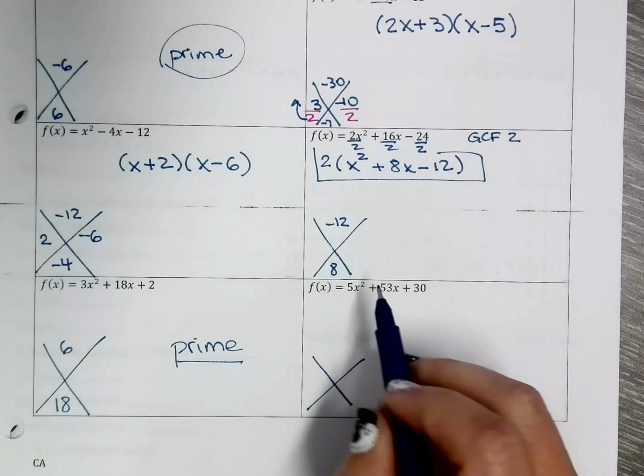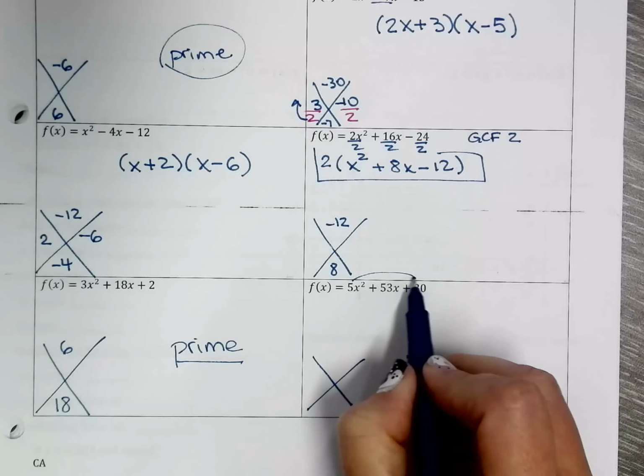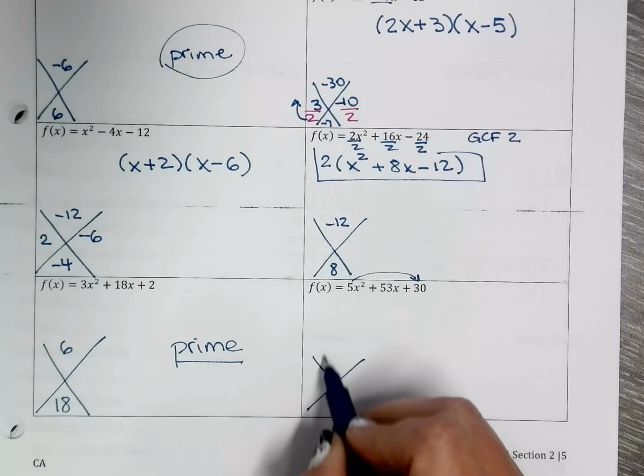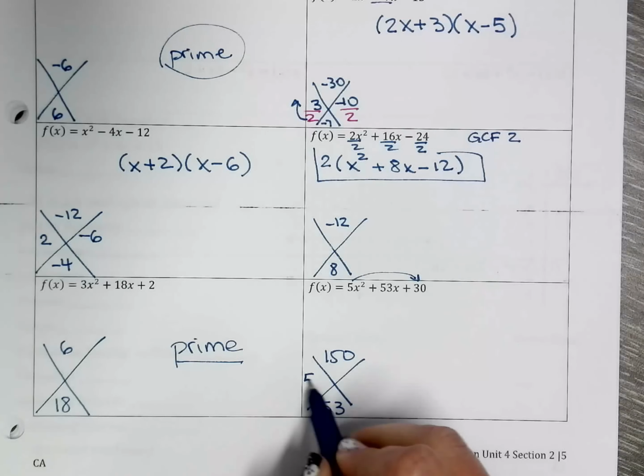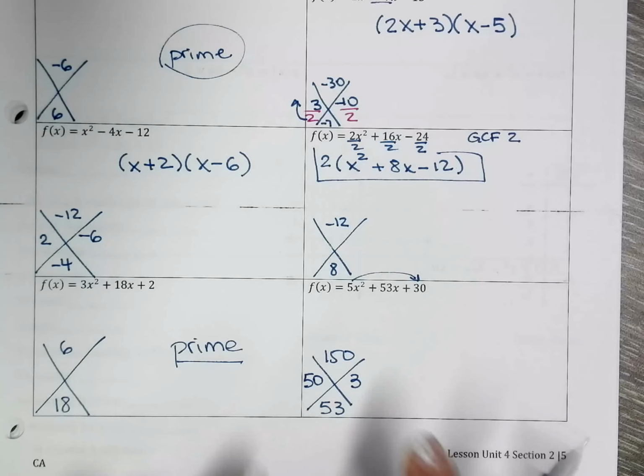Don't panic when you see a big number. So multiply, you get 150. And then they need to add up to 53. So 5 times 30 is 150, but that doesn't add up to 53. But how about 50 and 3? 50 and 3 add up to 53.